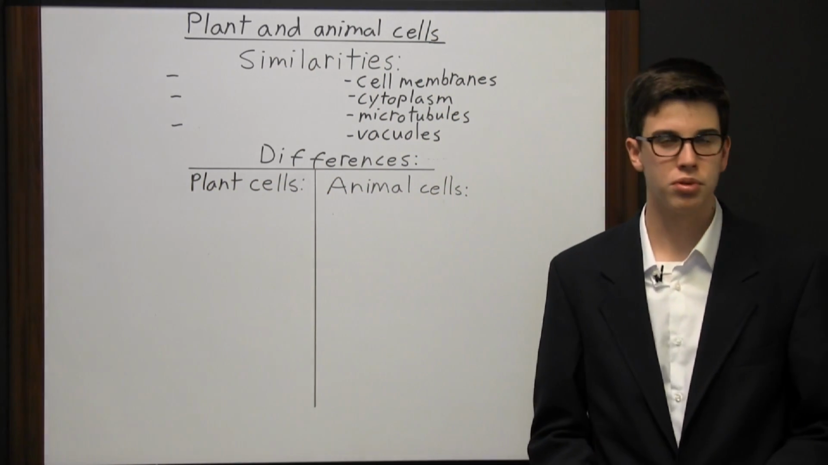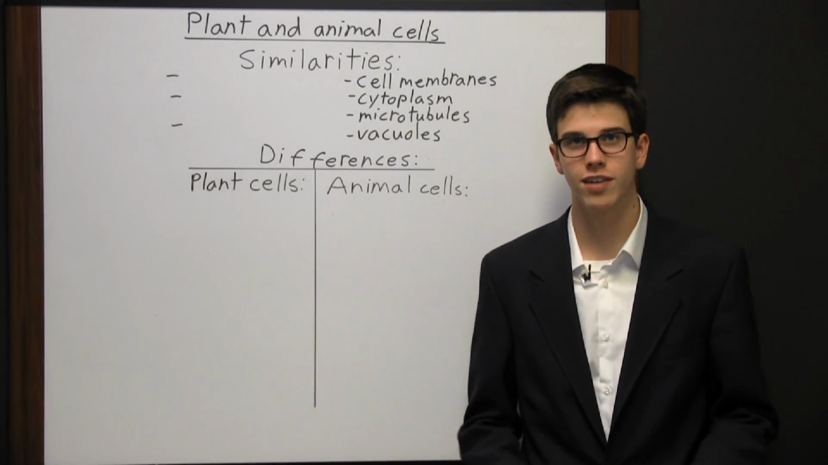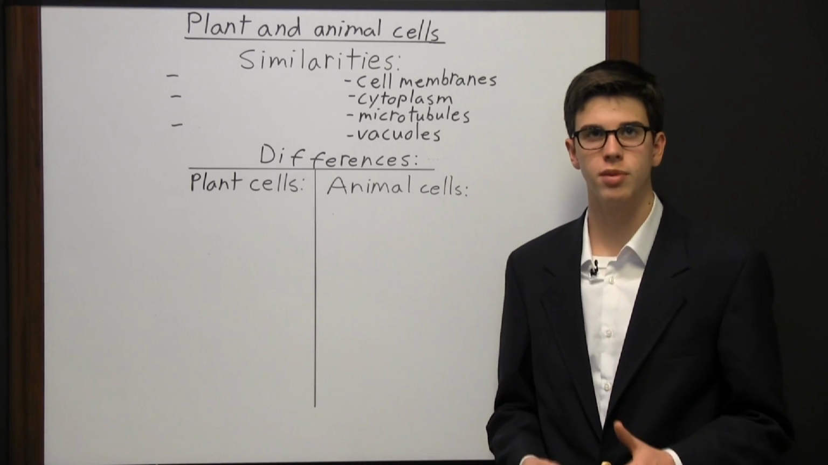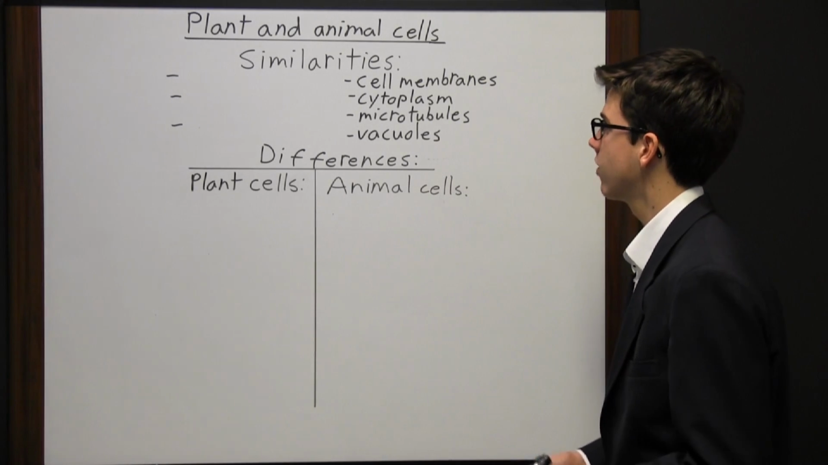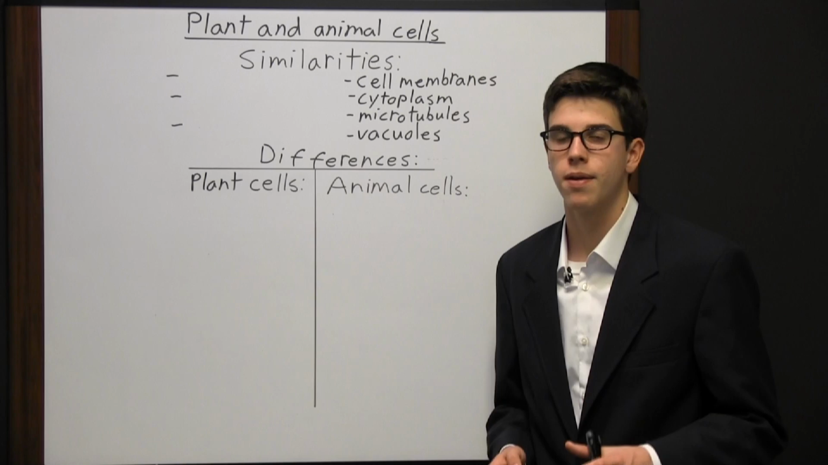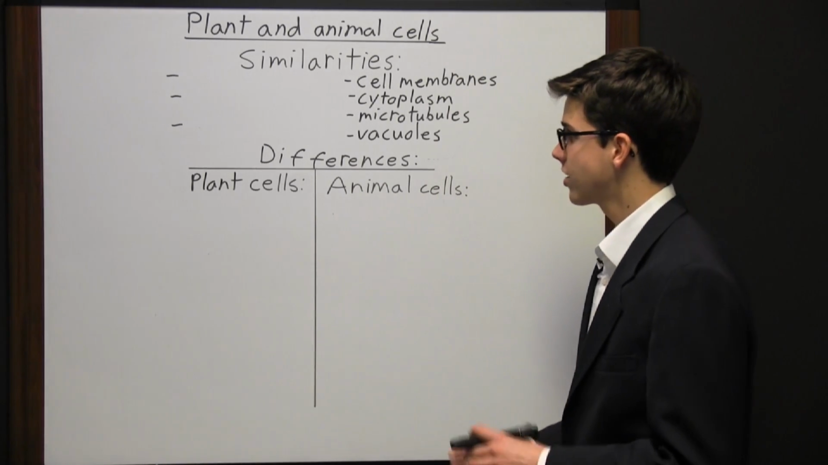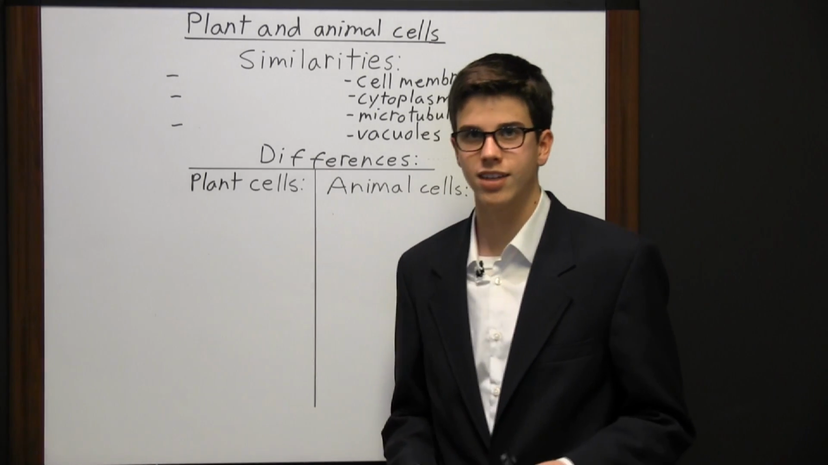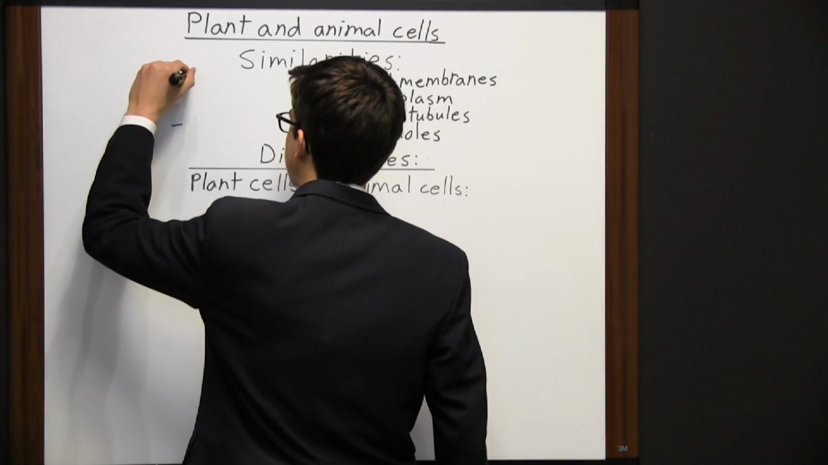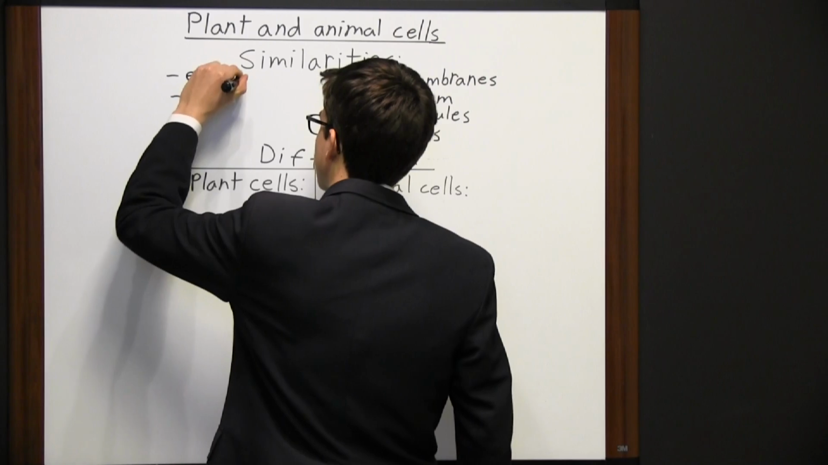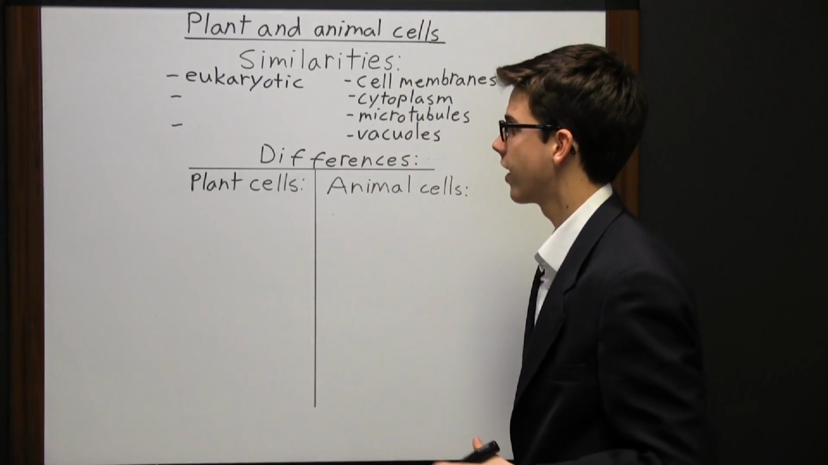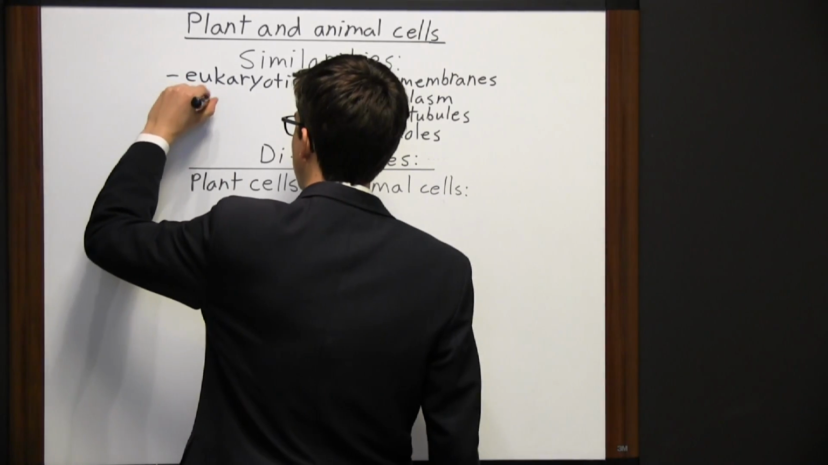The functions of plant and animal cells vary greatly, and the functions of different cells within a single organism can also be vastly different. So we're going to take a look at plant and animal cells and the similarities and differences between them. First, let's take a look at the similarities. Plant and animal cells are both eukaryotic, as opposed to being prokaryotic. And since they're eukaryotic, they both have a nucleus.